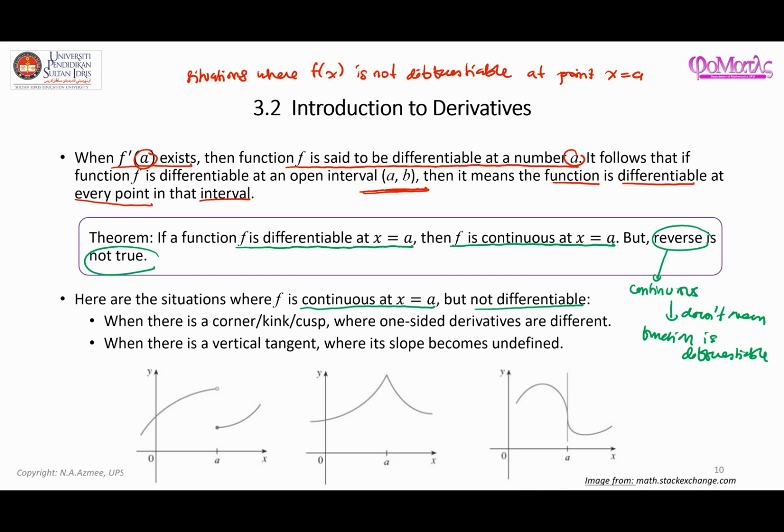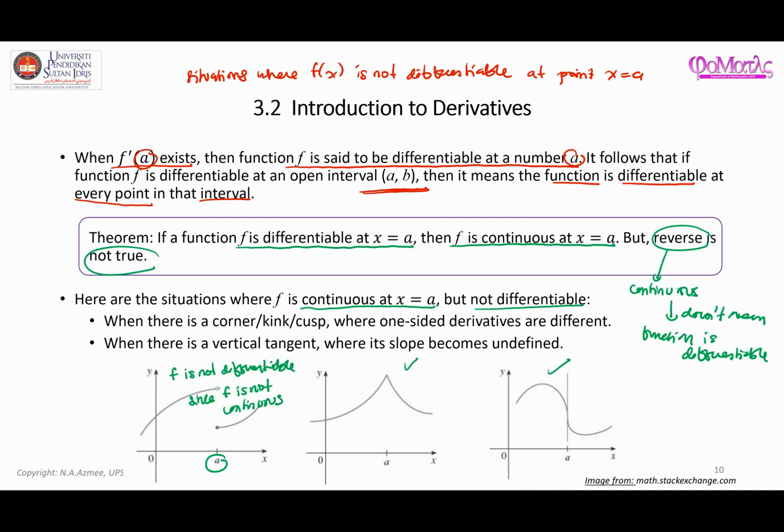For the first one, this is an example where this function is not continuous. When the function is not continuous at point a, therefore this function is not differentiable, since f is not continuous. So this is one case.